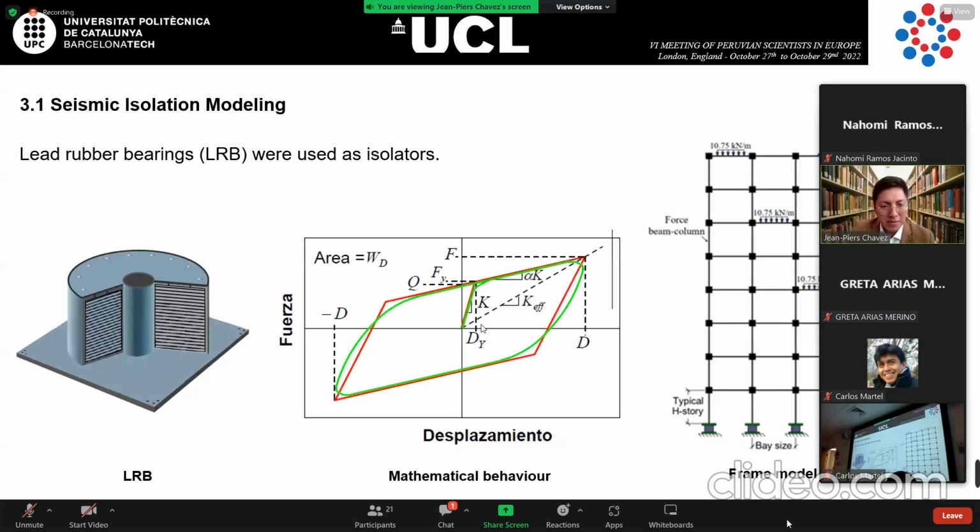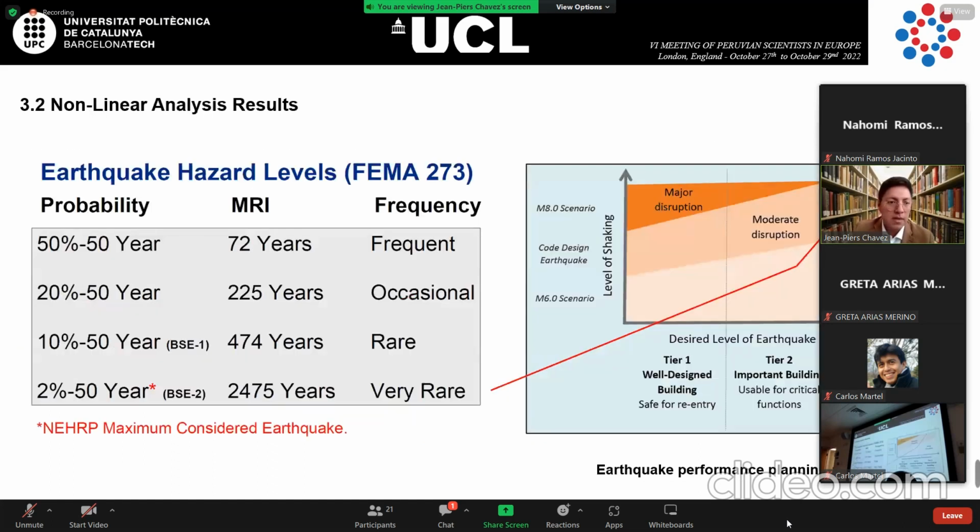In this slide, you can see the mathematical model. I use this lead rubber bearing as the isolator, which is the most common. I use that kind of device because it's more common around the world. This is the mathematical model in the middle of this slide. And on the right, you can see my model in OpenSees. OpenSees is the software if you want to model this kind of building.